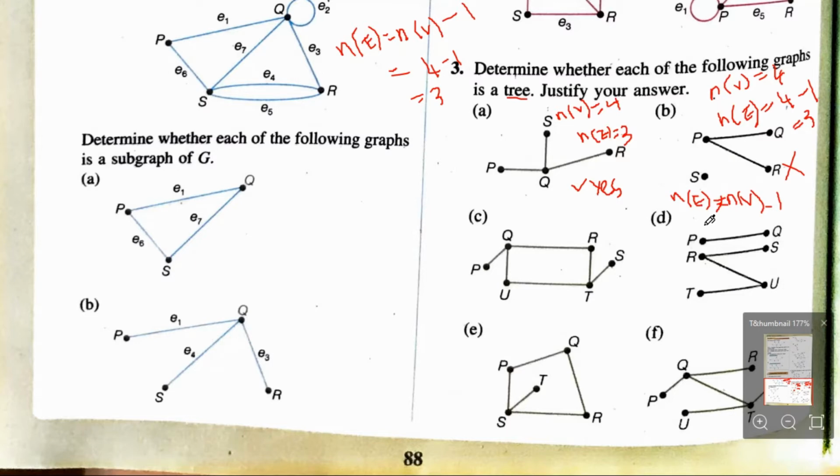This is not equal. Okay, for C, we have 1, 2, 3, 4, 5, 6. 6 vertices. So the number of edges must be 6 minus 1 equals to 5. Then we count how many edges here. 1, 2, 3, 4, 5, 6. Okay, this does not fulfill the formula here. So this is not a tree also. Okay, so you write down C is not a tree. Why? Because number of edges not equals to number of vertices minus 1.